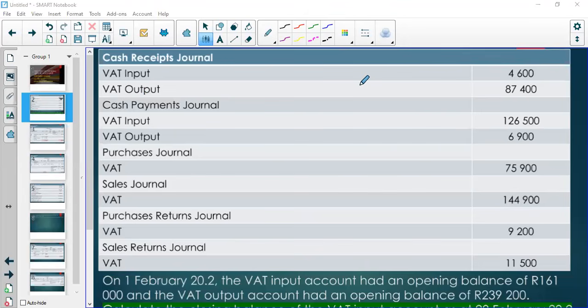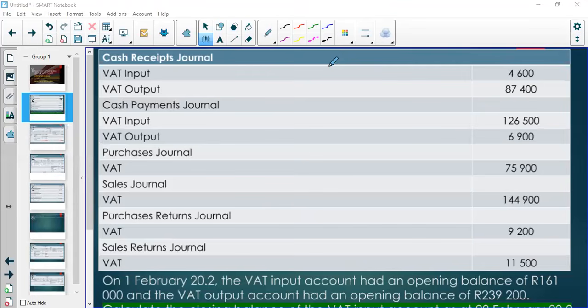So if you're going to prepare a general ledger account like the VAT account, the input VAT account, or the output VAT account, then you need to know the original journals, right? In the original journal entries, when you look at your sales journal, your purchases journal, there's always a VAT column there. That is to say, if VAT is included. So you need to know the nature of the transaction. Where does that VAT come from?